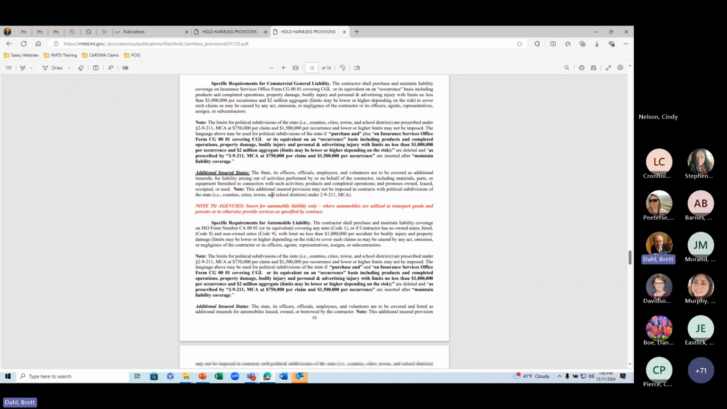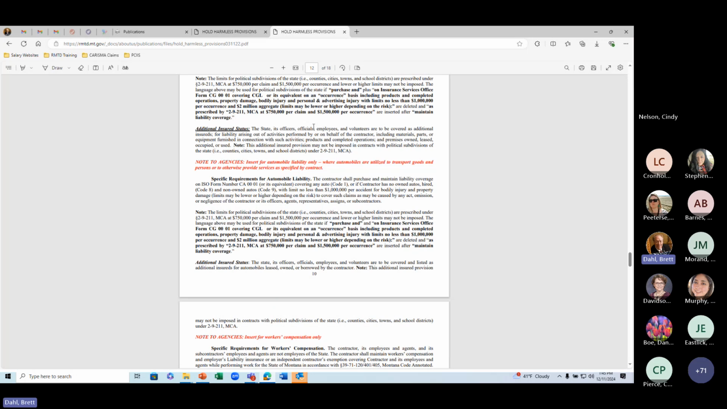Additional insured status. State officials, employees are to be covered as additional insureds for, we're being specific, liability arising out of acts performed by the contractor, including materials, parts, or equipment, so on and so forth. So again, we want to be specific.